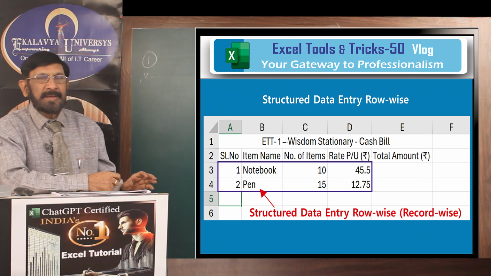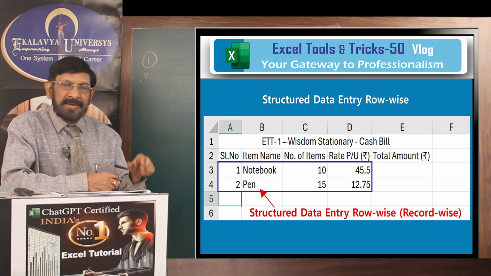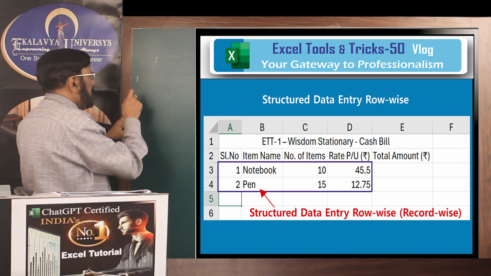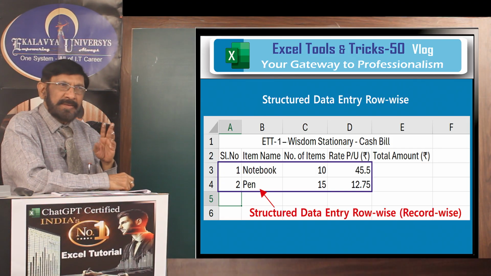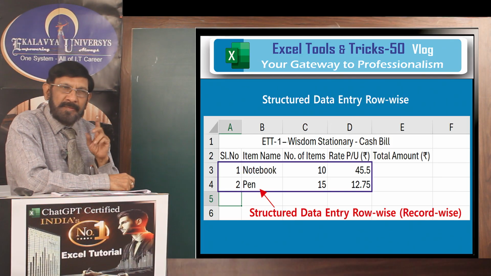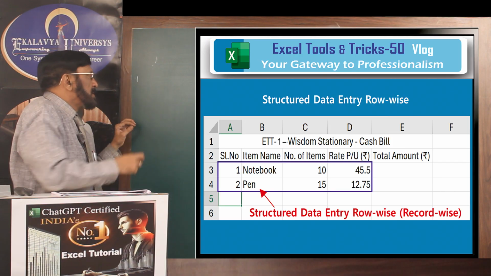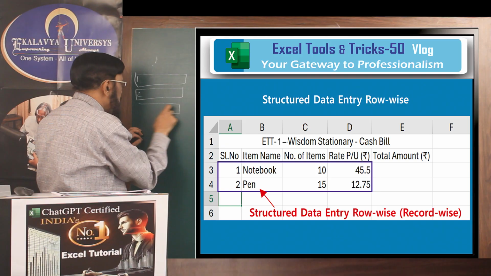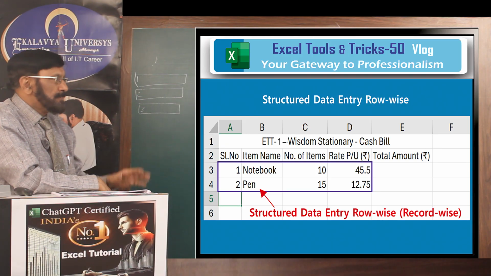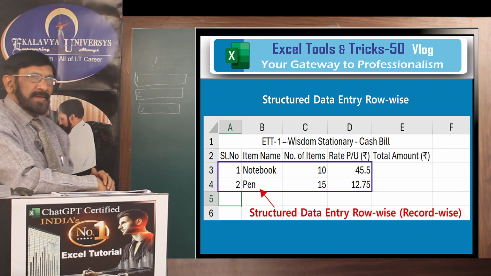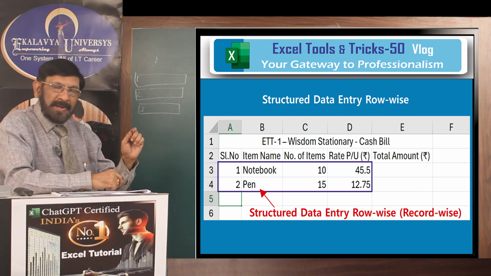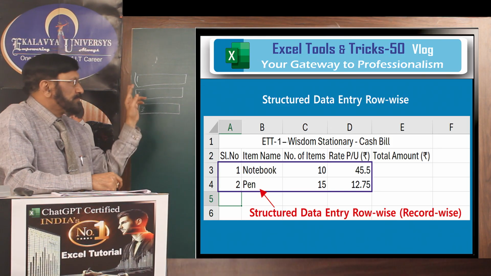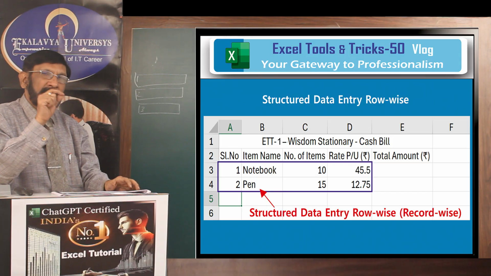For input data's sake, it is a structured data entry, row wise. Why I am telling you, there should be some integrity. For serial number 1, 4 items are there: notebook, 10, 45. That is a record. First you enter the first record, thereafter the second record, thereafter the third record. This is the way. But don't enter vertically. There is an integrity: 1 is a notebook, its number of items is 10 and the rate per unit is 45. Always enter one record at a time.